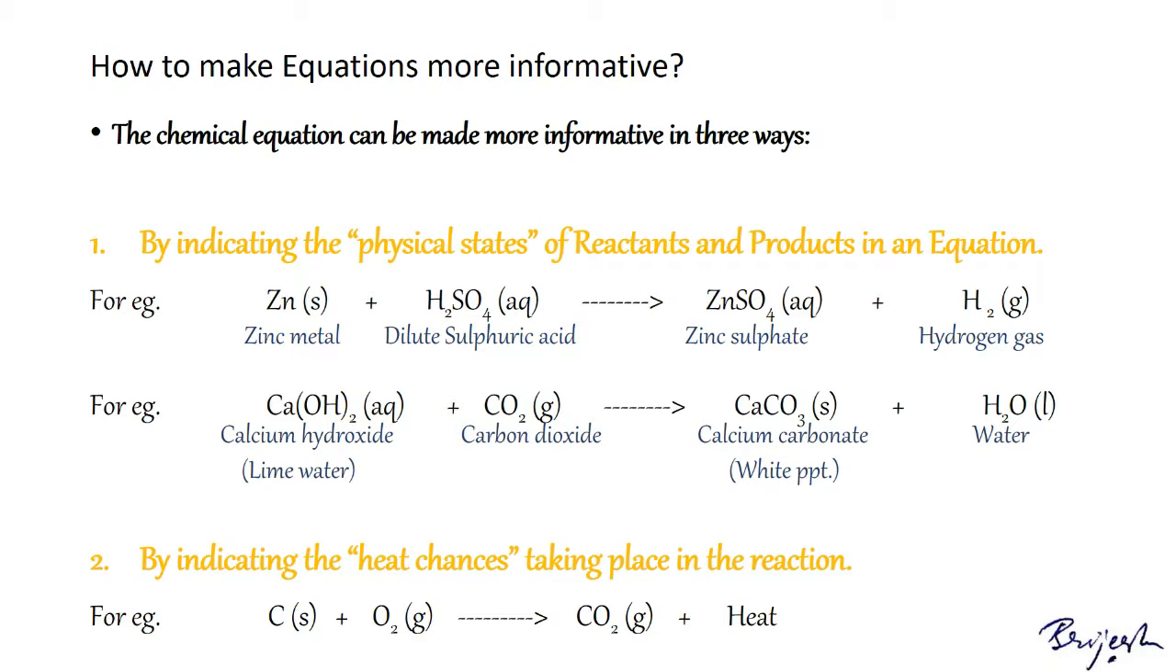Now the second subpoint, that equations can be made more informative by indicating the heat changes in an equation. There are two types of reactions on the basis of heat changes involved, that is exothermic reaction and endothermic reaction. So let us first see about exothermic reactions. Those reactions in which heat is evolved are known as exothermic reactions. Note this.